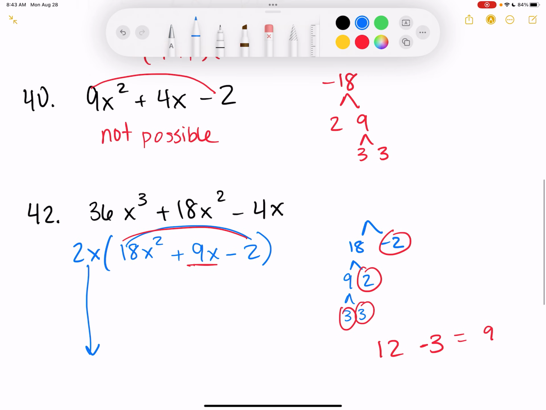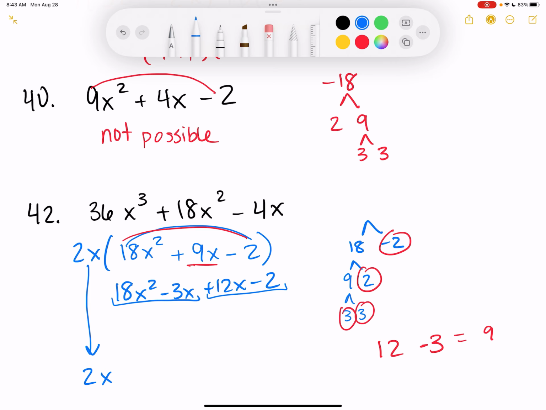Okay, so the 2x is going all the way down with us, so I'm just going to draw the arrow and bring it down to the bottom here, just so that I don't have to worry about it. So now I'm replacing this middle term with 12x and negative 3x. I'm going to put the negative 3 with the 18 just because it's going to make the math a little easier. So 18x squared minus 3x plus 12x minus 2. So all I've done is basically rewrite the middle term as something else. Now I can factor by grouping.